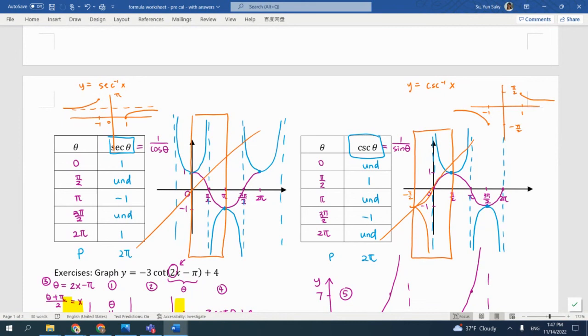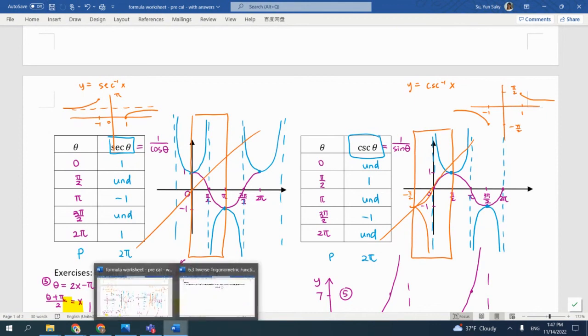So what I usually do is I draw the trig function, and then I do the mirror image across the line y equals x to figure out the graph of the inverse trig function. Okay, everybody? Yes. In the exam, I won't ask you to draw the graph of the inverse trig function, but this is how we can use it to graph it.